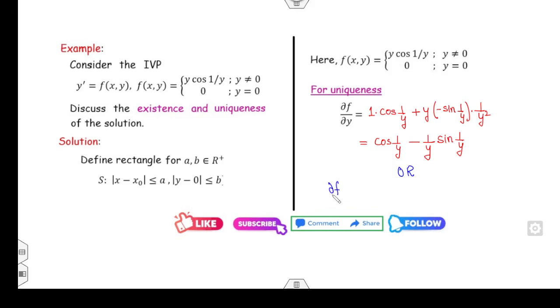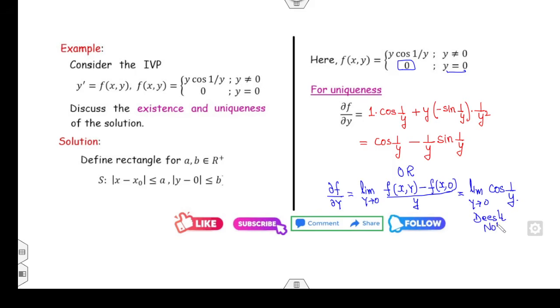Or you can apply the definition, that is the limit as y approaches 0 of f of (x, y) minus f of (x, 0) divided by y. तो ये कितना आंसर हो जाएगा? Limit y approaches 0. What is the value of f of (x, 0)? Y is 0, function is 0. This numerator is y cos 1 over y. Y and y will be cancelled. It's cos 1 over y. Clearly, the limit of cos 1 over y does not exist. Fine. और यहां से भी देख लीजिए.